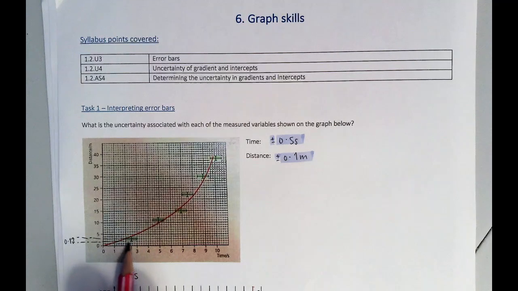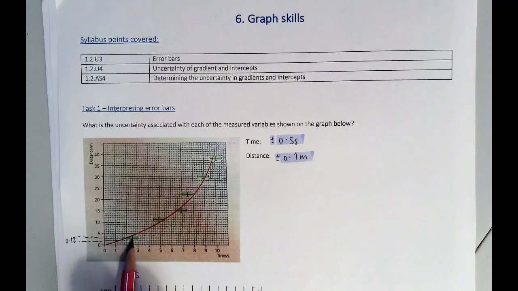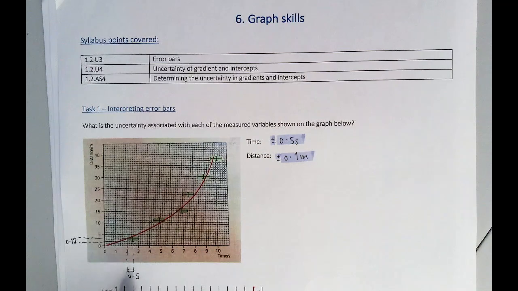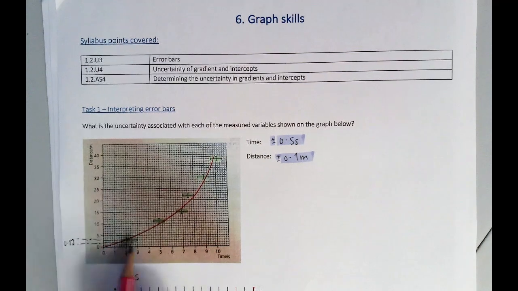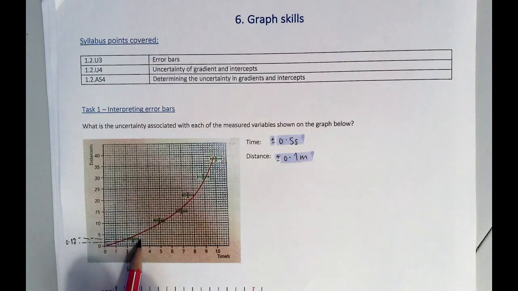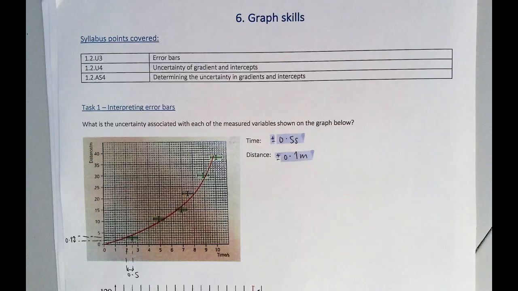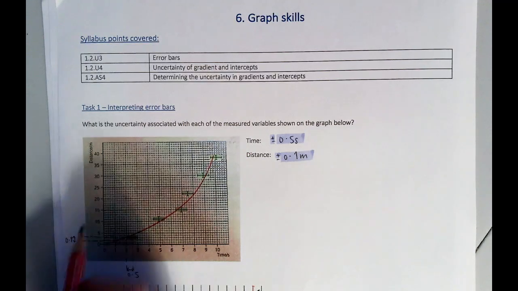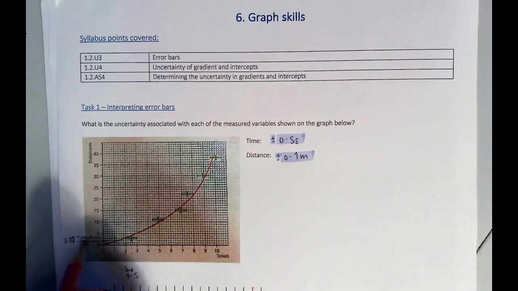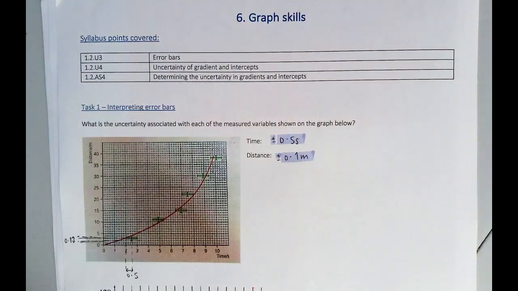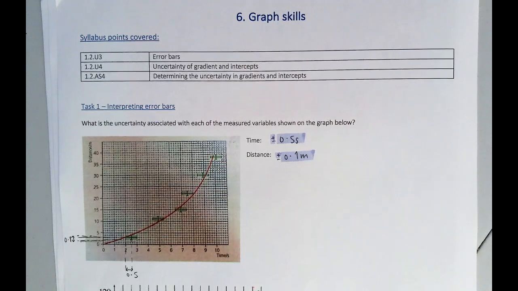The error bars here, you're going from the actual point to the extremity, so the error bar value is plus or minus this distance here, which is 0.5. So you can see from the right hand side of the point you've got plus 0.5, from the point to the left you've got minus 0.5, so time should have just been 0.5 as your absolute uncertainty. And then distance was a bit harder to see, but the distance was 0.1. It was plus or minus 1 small square. So that one should have been pretty straightforward.